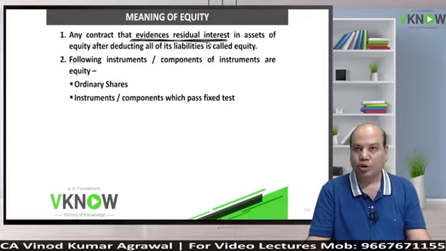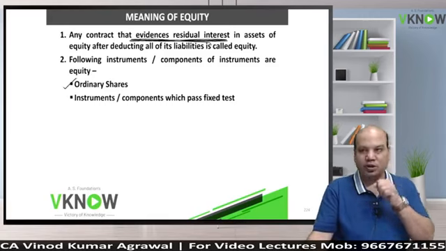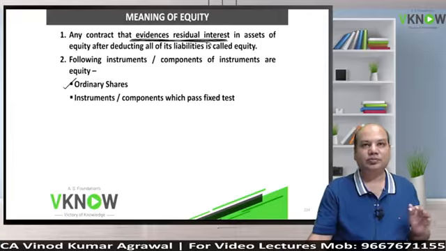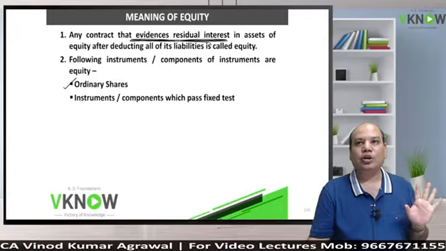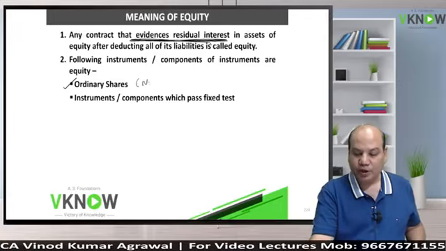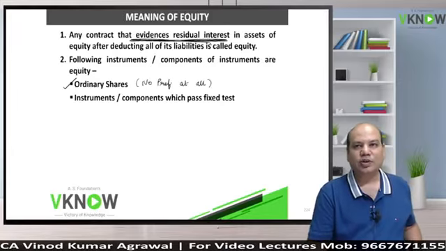Following instruments or components of an instrument are equity instruments. For example, ordinary shares. Remember, the standard does not use the word equity share. It uses the term ordinary share. Ordinary shares means no preference at all. No preference at the time of dividend. No preference on repayment of capital. That is why they are called ordinary share. So equity share is the example of ordinary share.